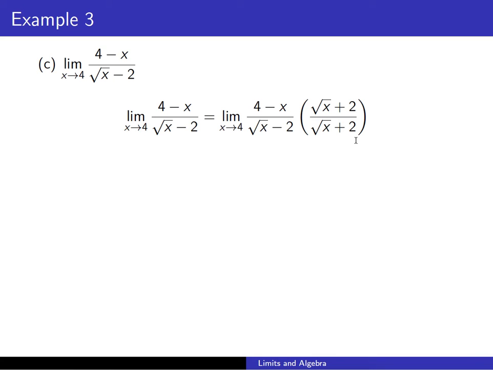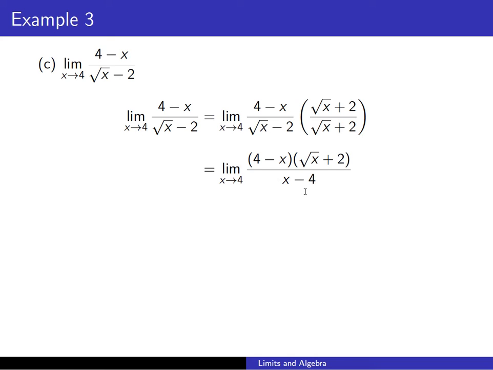And much like we did with example 3a and 3b, we're not going to multiply out the 4 minus x times the square root of x plus 2. We're going to leave it in its factored form. But the denominator we will multiply: the square root of x minus 2 times the square root of x plus 2 will give us x minus 4. So we have the limit as x approaches 4 of 4 minus x times the square root of x plus 2, all over x minus 4.